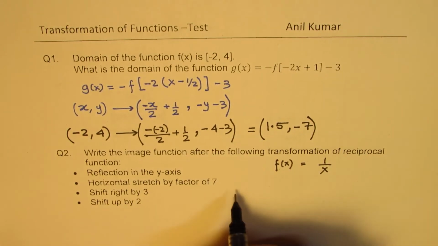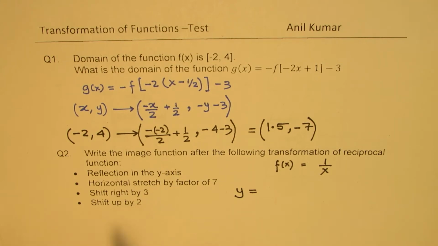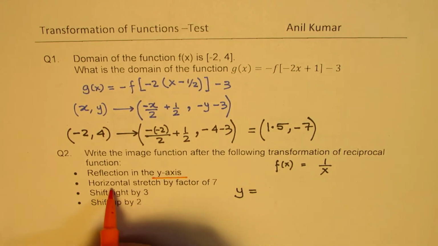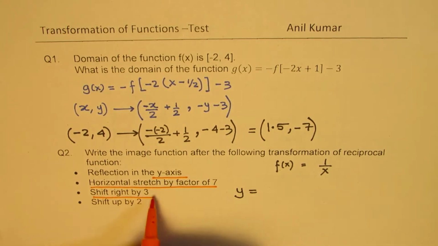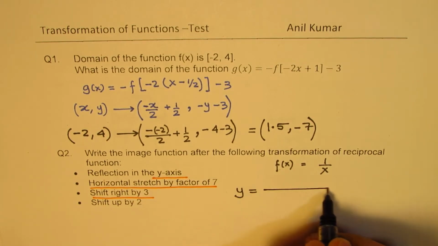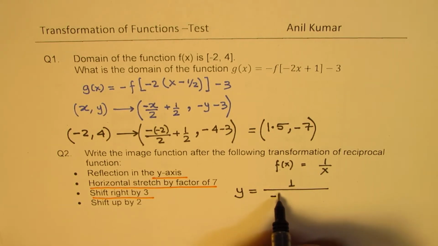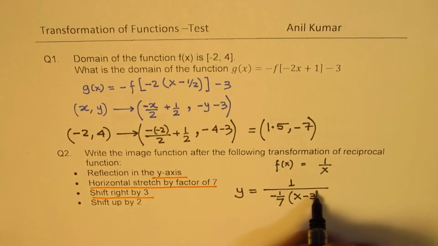Well, so that means the transformation should be all horizontal, nothing vertical except for the shift of +2, right? Shift up. So let's look into the horizontal part, which is reflection on the y-axis, horizontal stretch by a factor of 7, and shifting right by 3. So these three are all horizontal. So with that in mind, we could write our function as 1 over, so everything is happening here, right? So it is -1/7 times, as far as x is concerned, shift 3 units right, x minus 3. Is that clear to you?